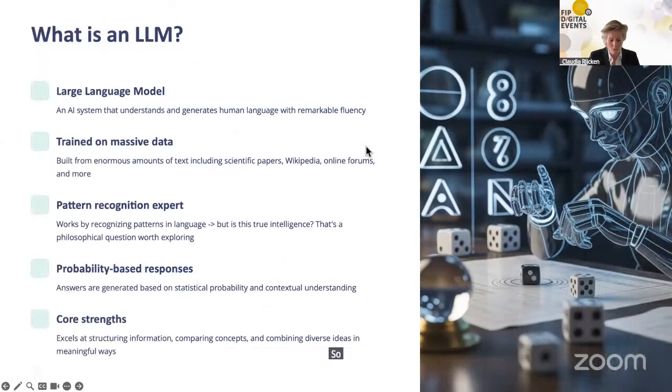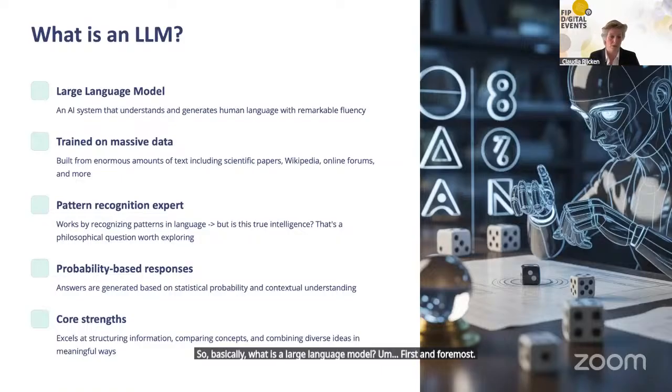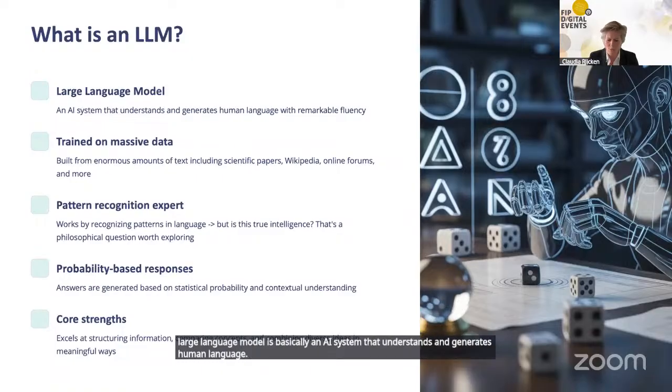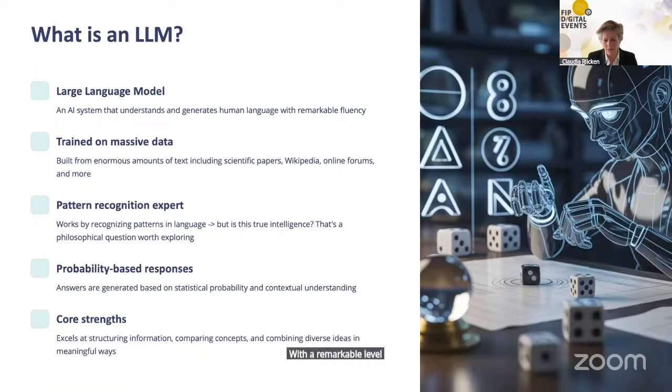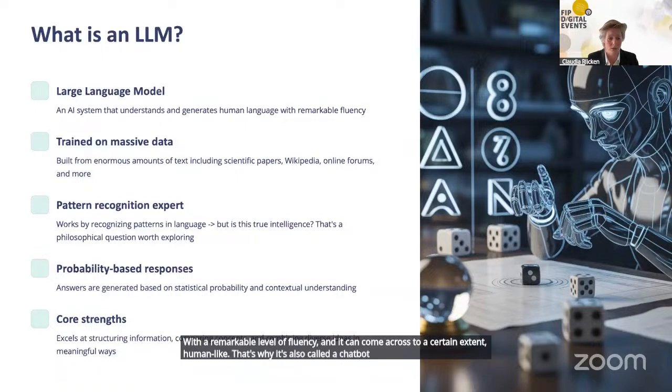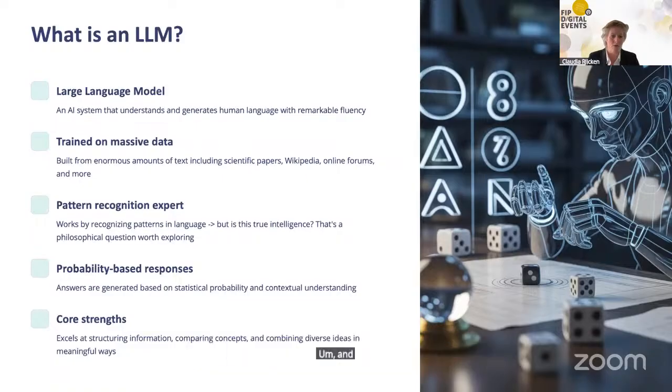So basically, what is a large language model? First and foremost, a large language model is basically an AI system that understands and generates human language with a remarkable level of fluency, and it can come across to a certain extent as human-like. That's why it's also called a chatbot. And if you interact with it in an adequate way, well, it's really a fluent discussion that you can have with the model.